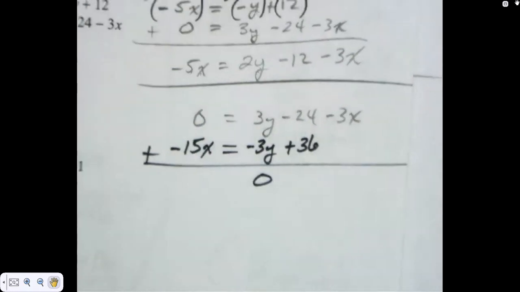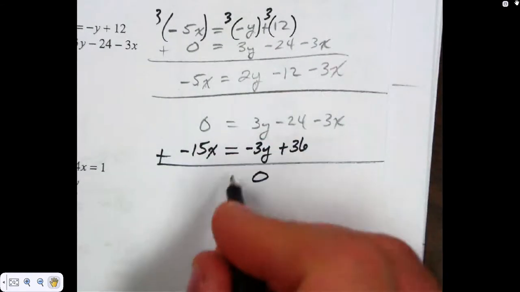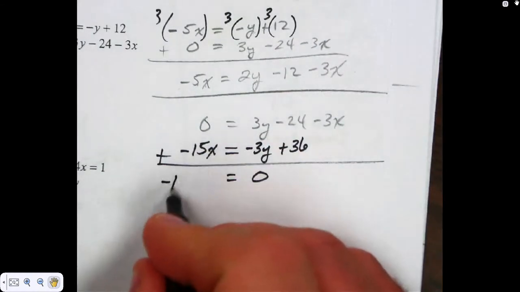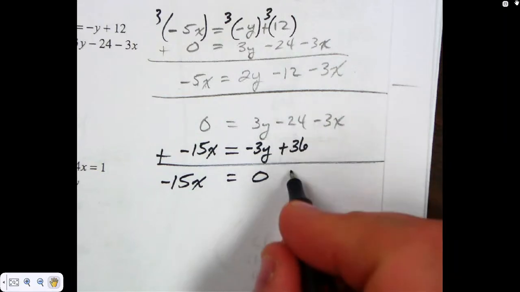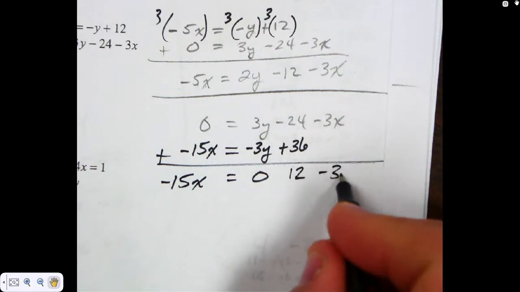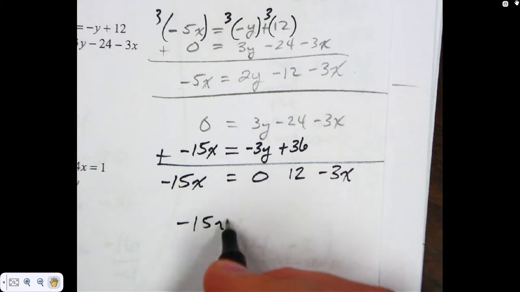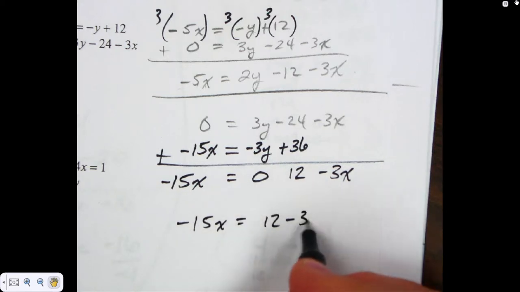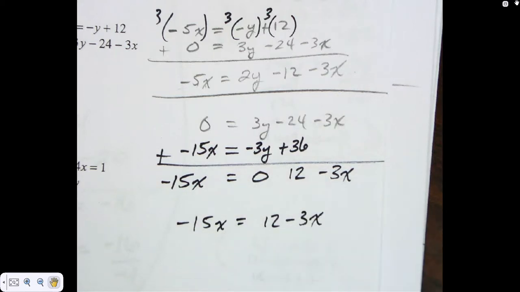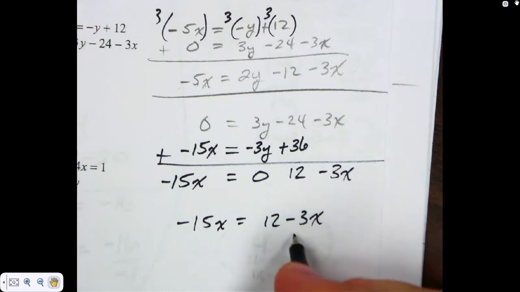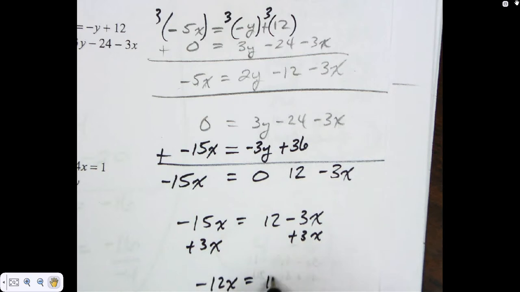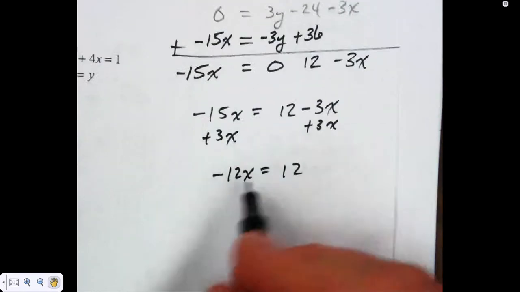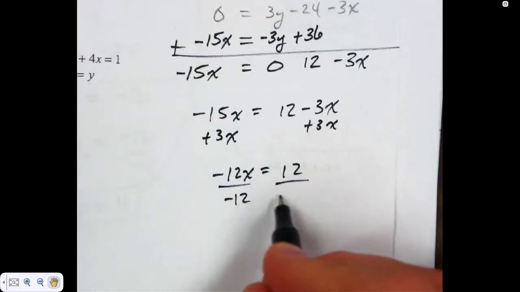So now when I add the left side, what do I get? Negative 15x plus 0, just 15x, right? This becomes 0, and I get, what's this? Minus 3x. So I've got this equation, negative 15x is equal to 12 minus 3x. Is that an equation you can solve for x? Yeah. You just now have to do what? Add 3x to both sides, leaving negative 12x equal to what? 12. Now what do? Divide both sides by negative 12.